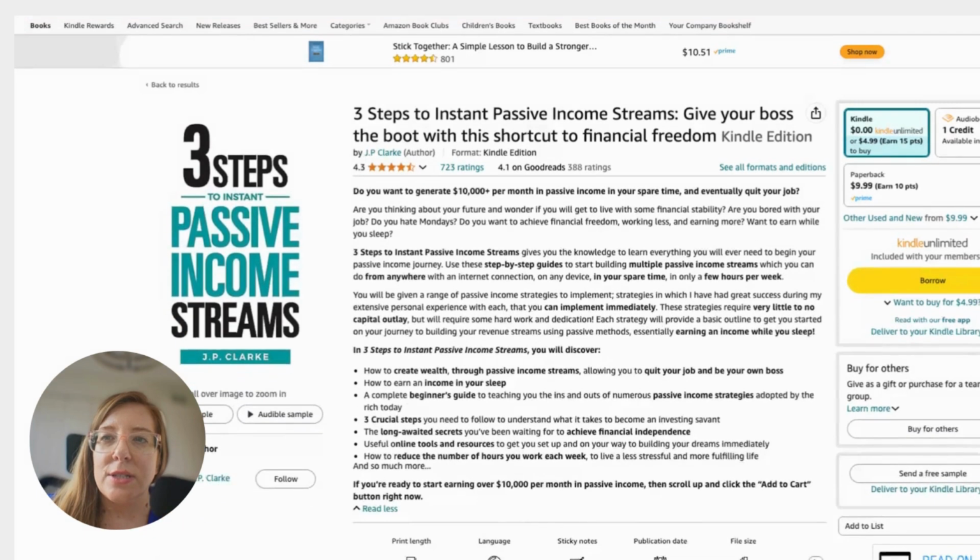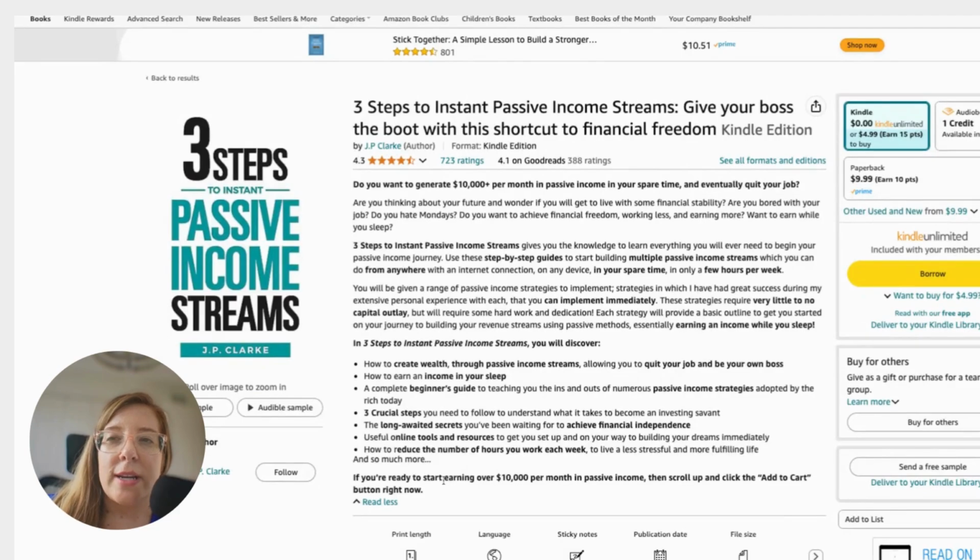So let's see what is toward the bottom. If you're ready to start earning over $10,000 per month in passive income, then scroll up and click the Add to Cart button right now. So again, we are seeing this same language being used in the book description. So make note of that and make sure that you're also implementing that into the description that you're putting together. All right, so I hope that you found this section of looking at competitors valuable before we jump into the next segment.